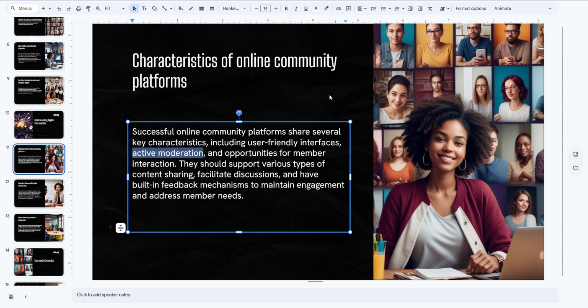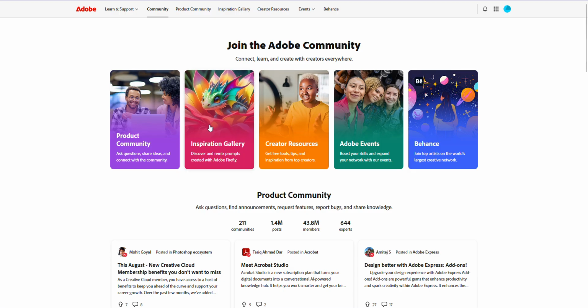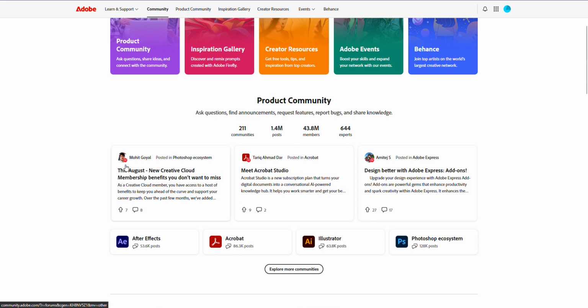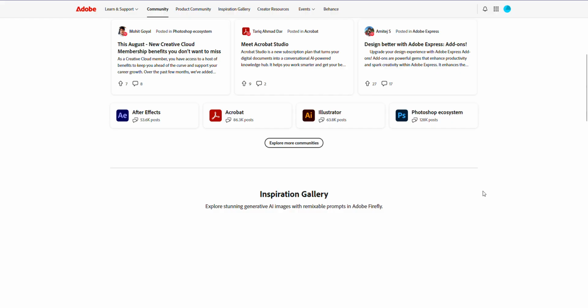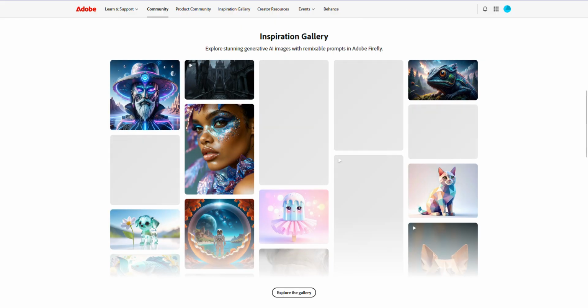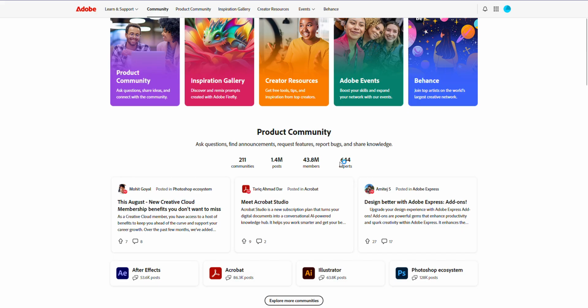Active moderation, it should be moderated, like somebody should be present there to go through what people have written. Say, like we go to product community, 1.4 million posts, 43.8 million members, 644 experts. So these experts are the ones who are responsible for moderation.